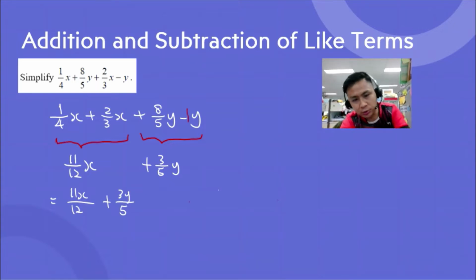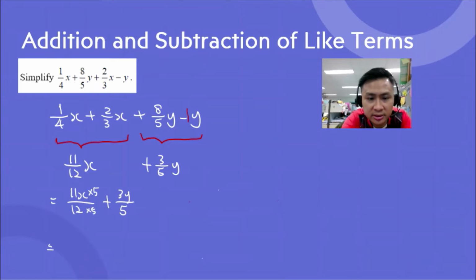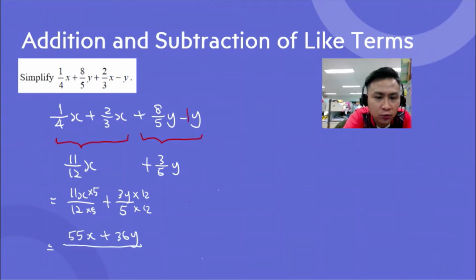So how do we group fractions together? We can just find a common denominator, and the common denominator can be obtained by finding the LCM of the denominators. In this case, the LCM for 12 and 5 is just the multiplication, which is 12 times 5, 60. So in order to get 60, we need to multiply by 5 to the first fraction. And in order to get 60, we need to multiply by 12 for the second fraction. So our result will be 55x plus 36y over 60.